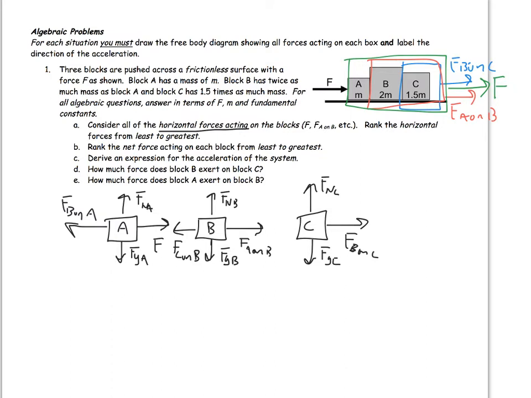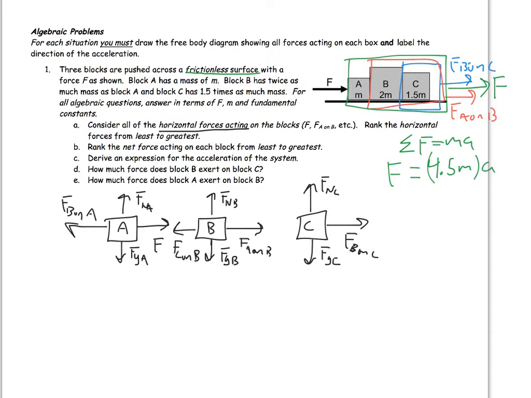Okay, so if I think about each of these systems here, all 3 blocks, both B and C, and just C, and I write my F equals MA for each, let's take a look at what that is. And this is made a little bit easier by the fact that it's all on a frictionless surface. But if I'm thinking about all 3, okay, it's going to be F is equal to the total mass, M plus 2M plus 1.5 M, which is 4.5 M times A.